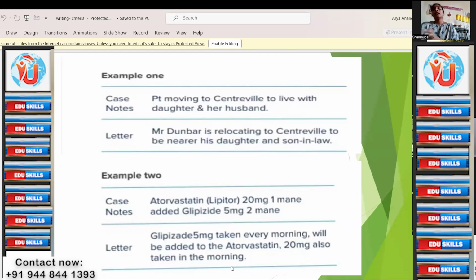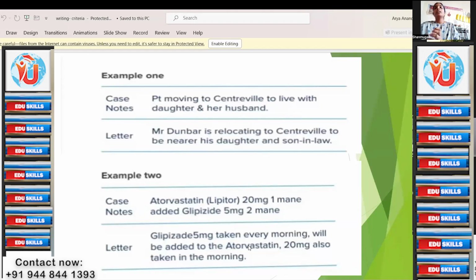If you write will be added, it is not grammatically incorrect, it is a grammatically correct sentence. But according to the case note, will be added is the future, but in the case note it is already added. The patient is on both medications. So this will impact, I mean, in your letter it will read as taking in the future, but in the case note it is entirely different, the patient is already taking this medication.